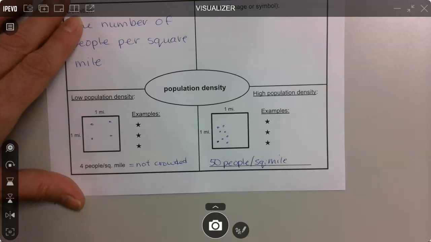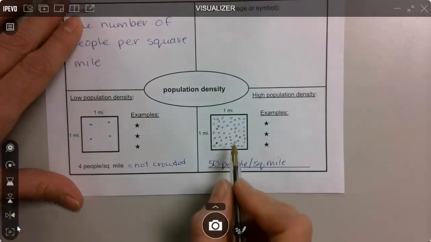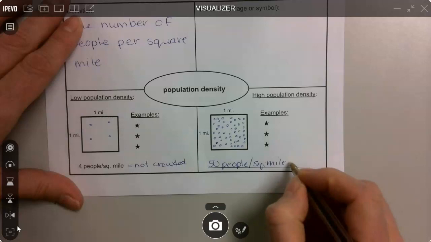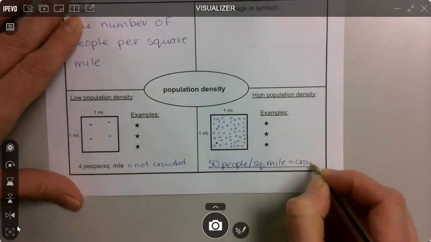Go ahead and pause the video and pick how many people per square mile you want to put for high population density. Draw your little dots in and then restart the video. All right, here's my high population density. Compared to the low population density, this is crowded.